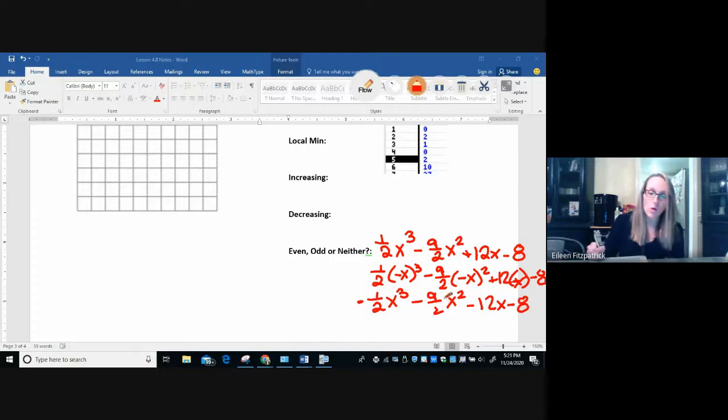So did all the signs change? None of the signs, or some of them? For the 1/2, it changed. The 9/2 did not change. 12, it changed. 8 did not. So this is neither. Because some changed and some did not, it's neither.